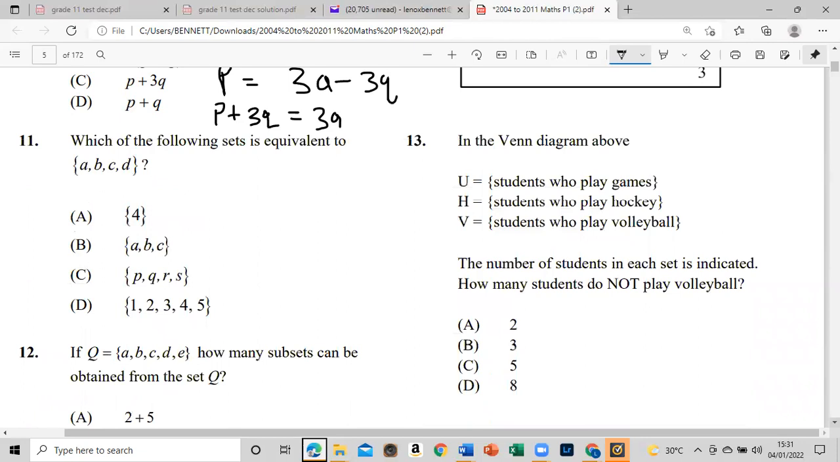All right, number 11. Which of the following sets is equivalent to A, B, C, D? All right, so this would be C. Both of them have 4 elements.